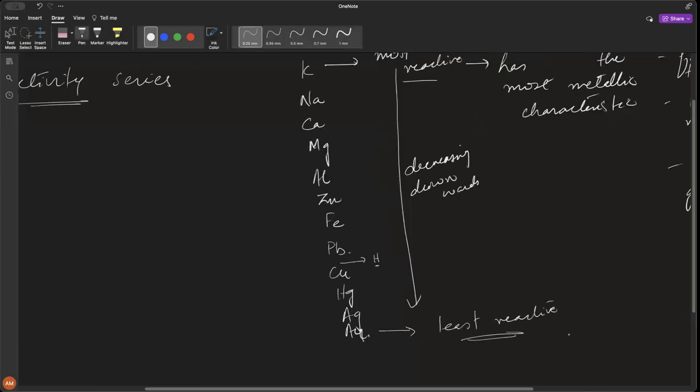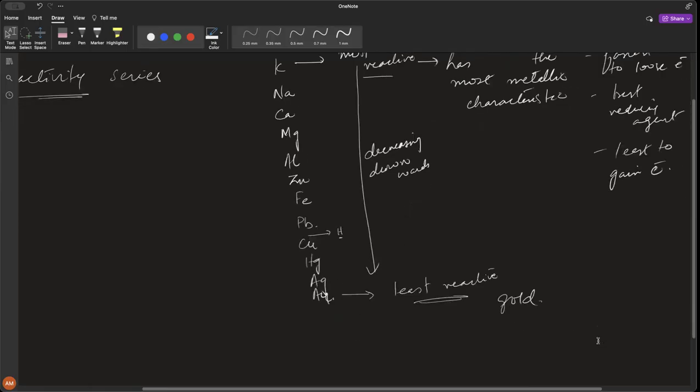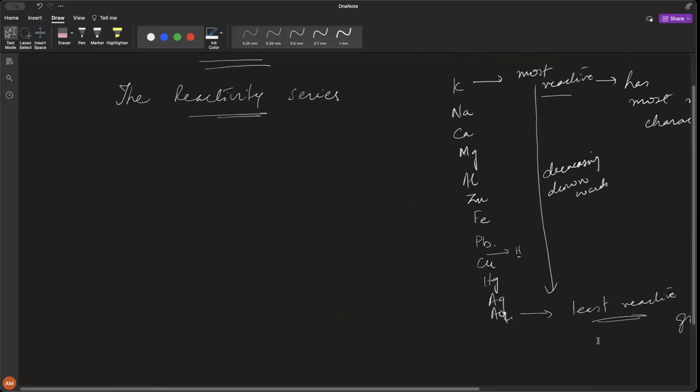This is gold. Gold is at the last, and gold is the least reactive. That is why we see that jewelry made out of gold is very unlikely to cause anybody a reaction on their skin, because it is least reactive. All right, so let's come back to the reactivity series. This is the most reactive and the least reactive. This reactivity series needs to be memorized.